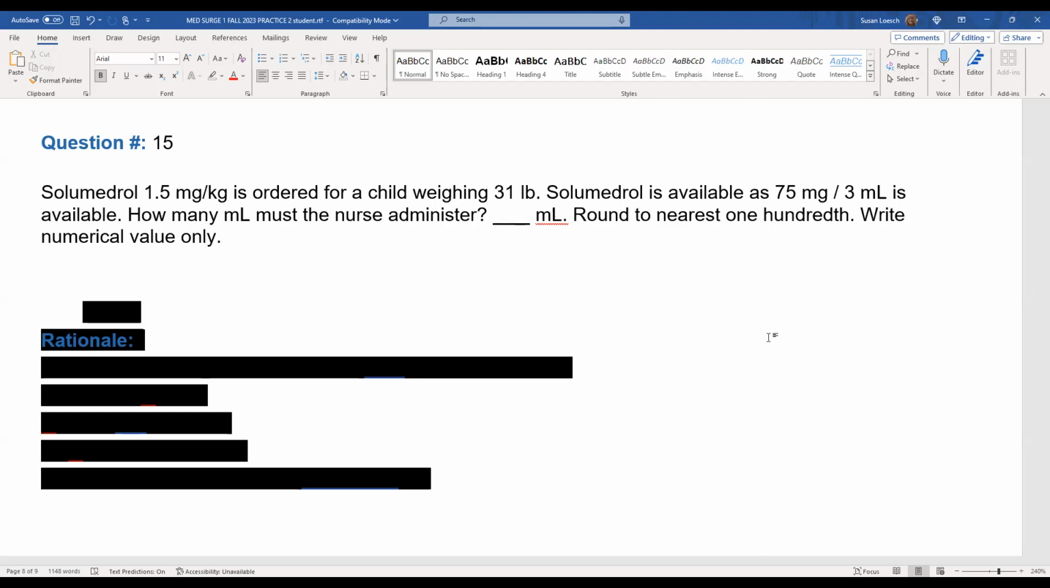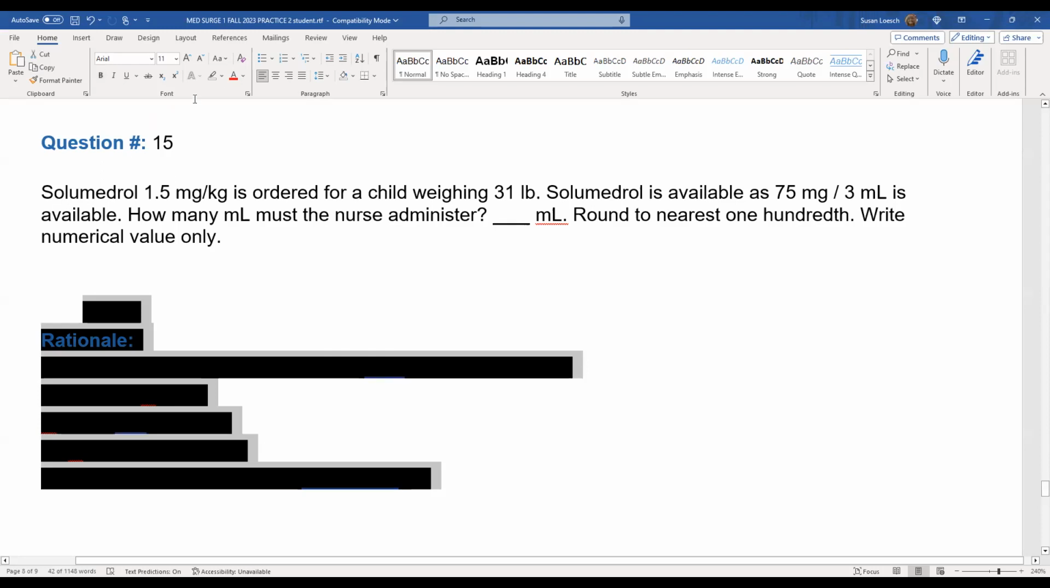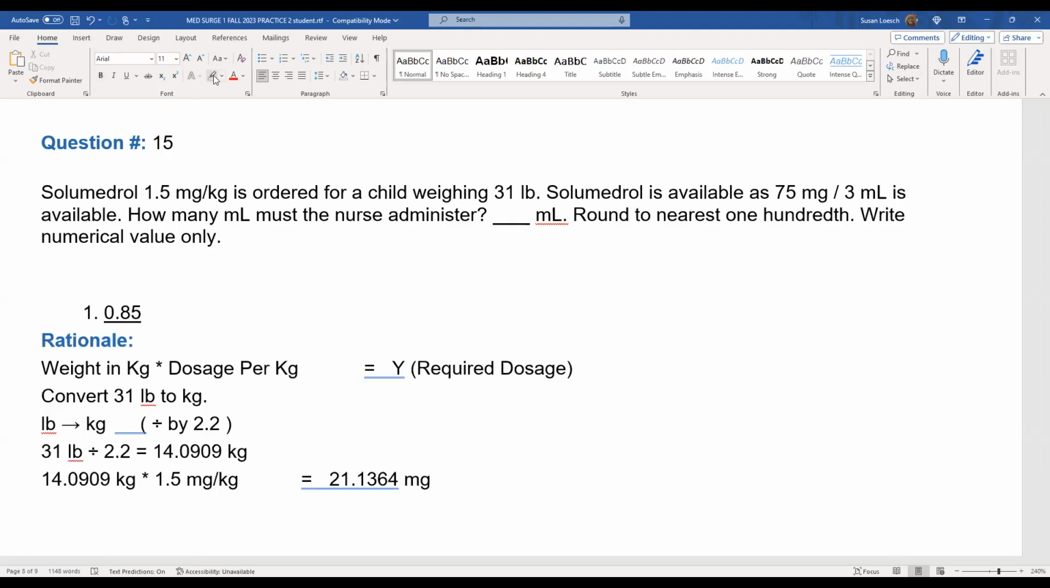Okay, what do we end up with? 0.8. Already you didn't follow the rules, nurse. 0.845. Okay, also did not follow the rules. What does it say? Round to the nearest hundredth. 0.85. Okay, good. Let's see if I follow the rules. 0.85.